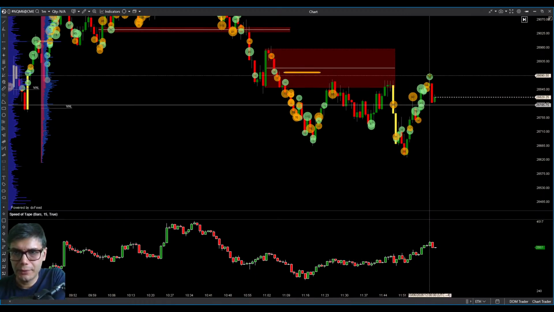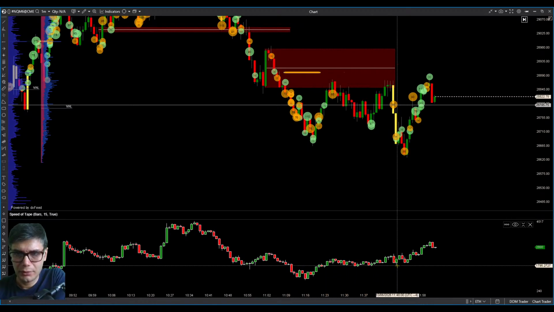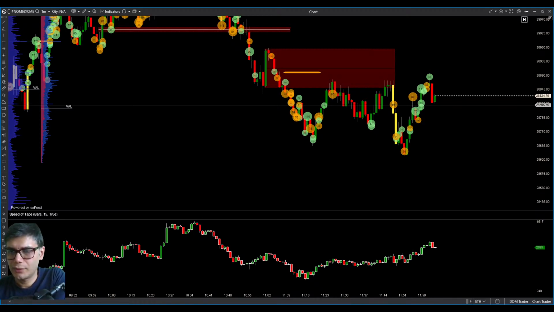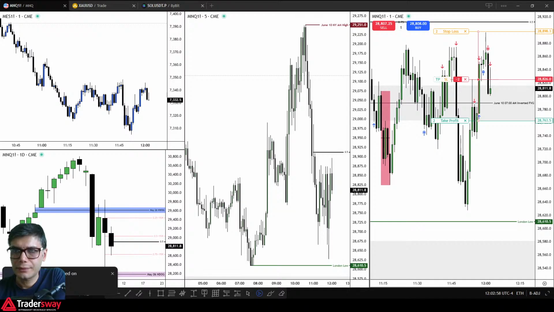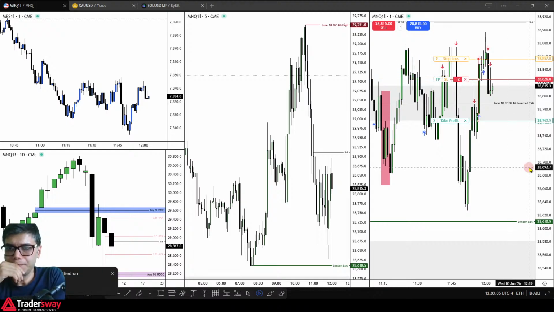The price failed to close above it. Now we have one sell order. Oh no, we have divergence at the lows. I'm making mistakes here, a ton of mistakes here. Let's see. Let's move this stop much lower. No need to risk too much.